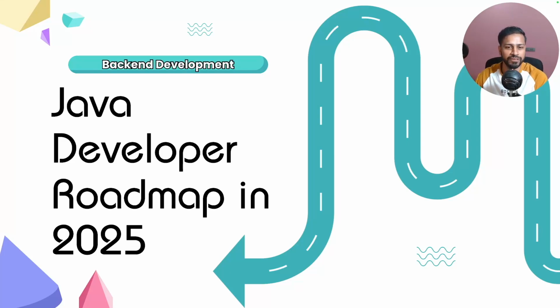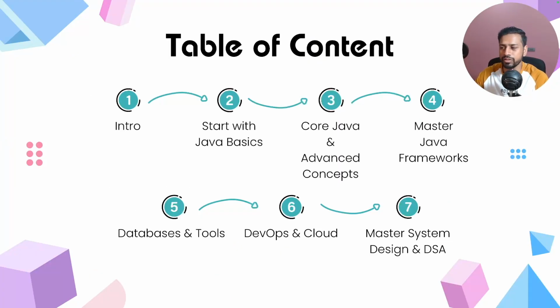If you want to become a Java developer in 2025, this is your ultimate roadmap. In this video we are going to cover everything you need to learn, from Java basics to advanced frameworks, databases, DevSecOps and best practices. Make sure to watch this video till the end because I'm going to share all sorts of tips to help you stand out in the job market. So let us begin. Roughly, we are going to talk about Java basics, core Java and advanced concepts, Java frameworks, then databases and tools, then DevSecOps or DevOps and cloud, and then system design and DSA. These are what we are going to discuss in this video.